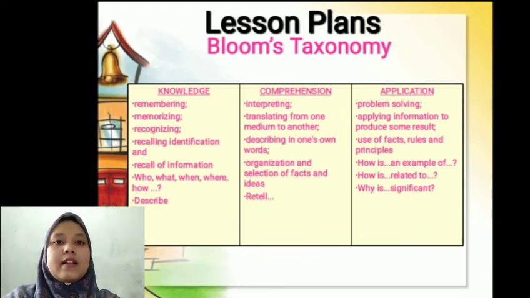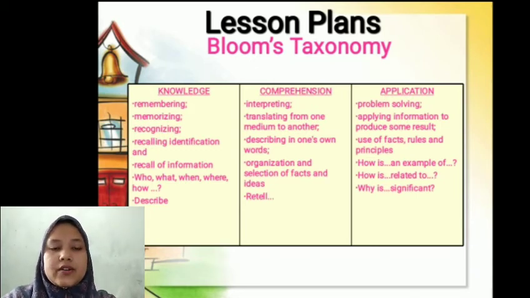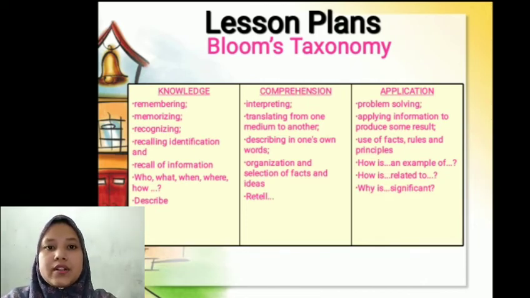The second level is comprehension. It refers to a type of understanding or apprehension such that the individual knows what is being communicated and can make use of the material or idea being communicated without necessarily relating it to other material or seeing its full implication. For example, knowing the sounds the letter A represents.